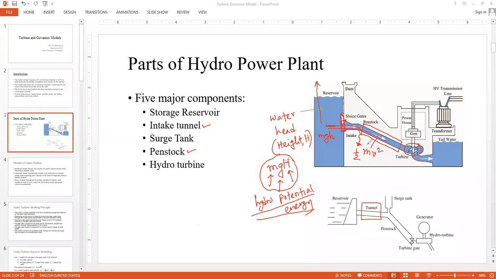And again, this is the mass of the water that is flowing, and this is the velocity of the water that is flowing through the penstock to the turbine blades. And this half mv squared is the input energy to the turbine blades. Once this hits the turbine blades, you are going to get some rotational energy. So you see different stages of energy conversion taking place. This is potential energy, this is kinetic energy. Then at the output of the turbine, it is rotational energy or mechanical energy.